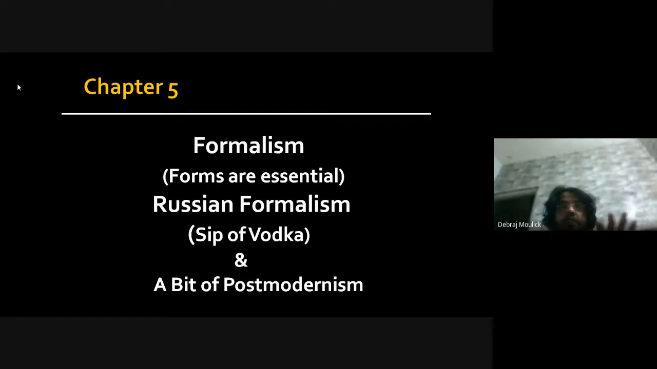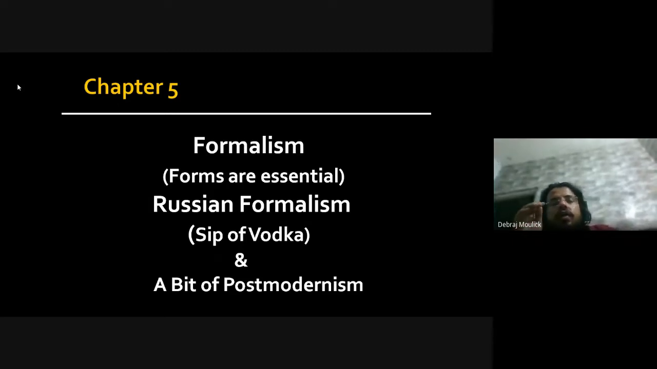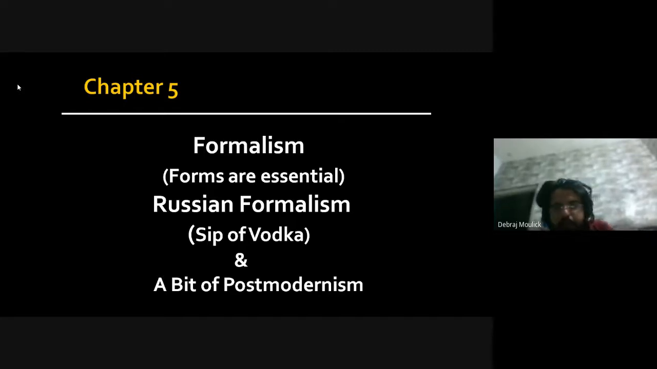We're going to study the different forms of literature, different forms of writing, that is formalism. And of course, Czech. We are going to go to Czechoslovakia, the Prague Linguistic Circle, a bit of linguistics also, and a sip of vodka, because there were formalists who came up with some new versions, or I would say evolved versions, of formalism in Soviet Russia. After this bit of postmodernism, we are almost coming towards the end of the Second World War.